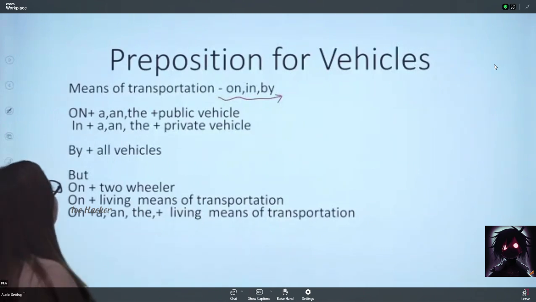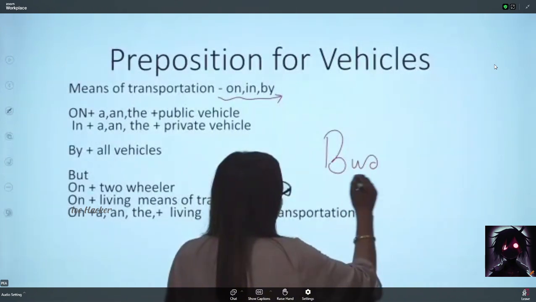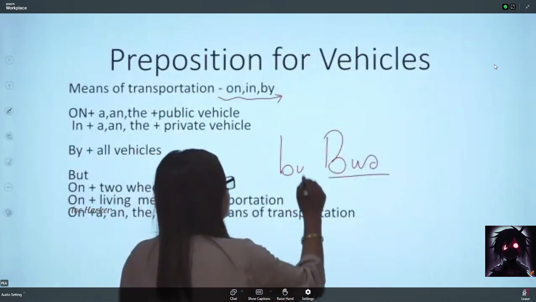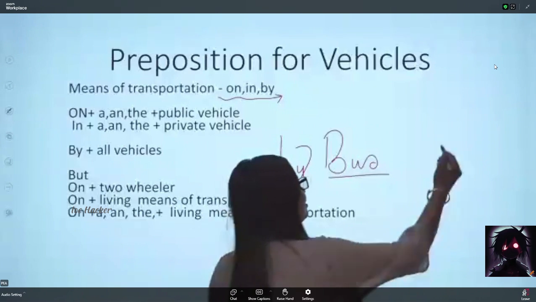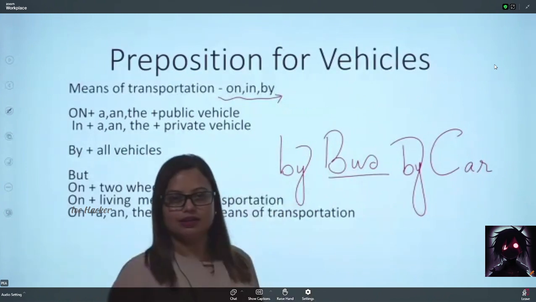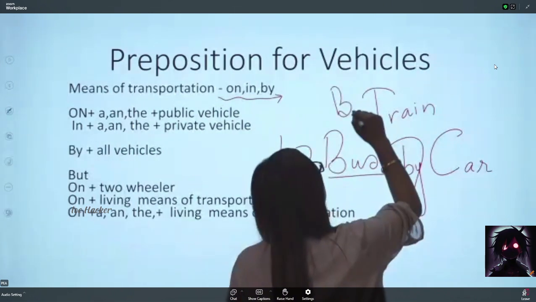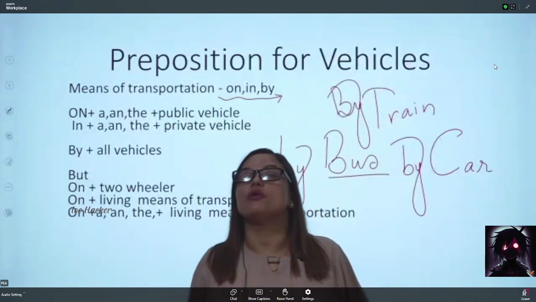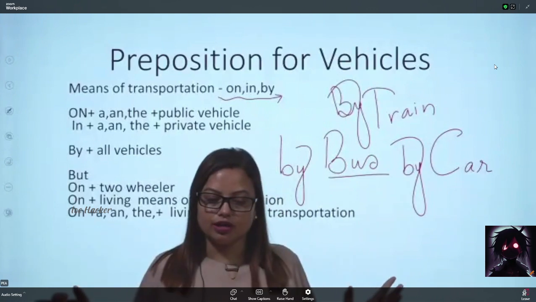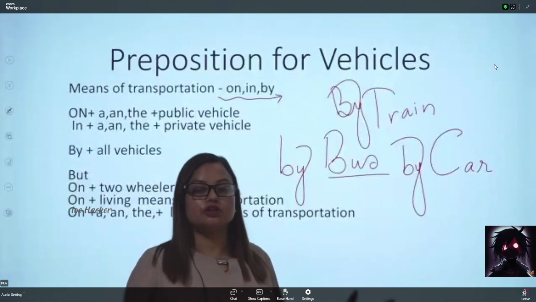Now see, if your vehicle is alone, suppose bus, then you have to write by. And a car, this is another vehicle, you can write by. And train, by. In terms of four-wheelers, it may be car, it may be taxi, it may be bus. If they are alone, then you have to keep by.